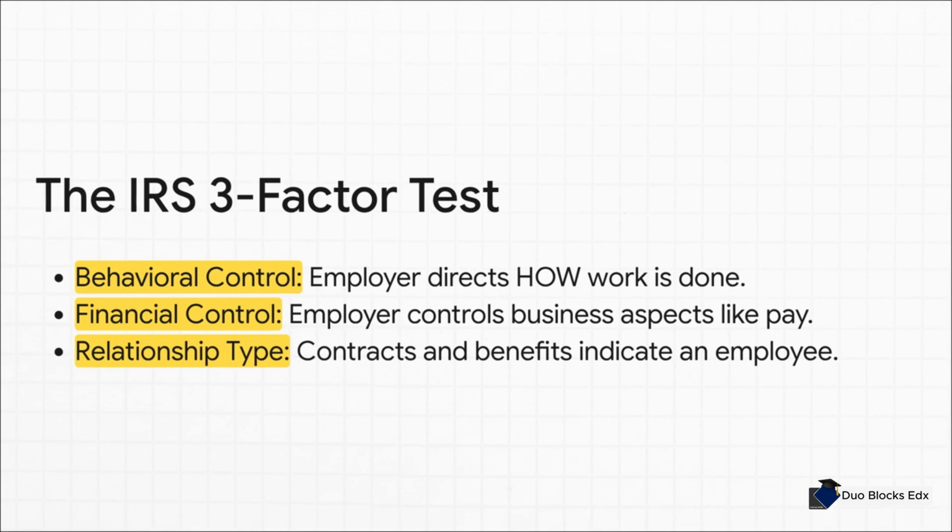Now, you might be thinking this is all pretty clear-cut, but legally it can get kind of messy. That's why organizations like the IRS have this little checklist, a three-part test to figure things out. They look at three things. Who has behavioral control, like who decides how the work is done? Who has financial control over things like pay? And what does the relationship itself look like? Are there contracts, benefits, that sort of thing?